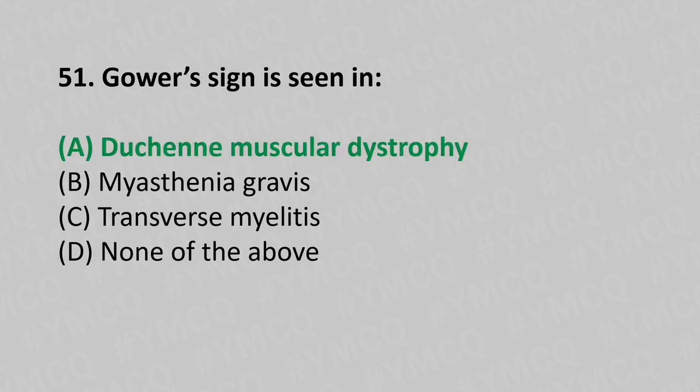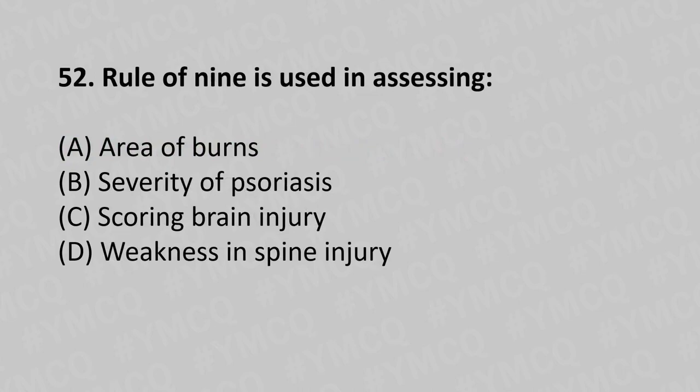Moving to our 52nd question, rule of 9 is used in assessing option A, area of burns. Option B, severity of psoriasis. Option C, scarring brain injury. Option D, weakness in the spine injury. And the answer is option A, area of burns.